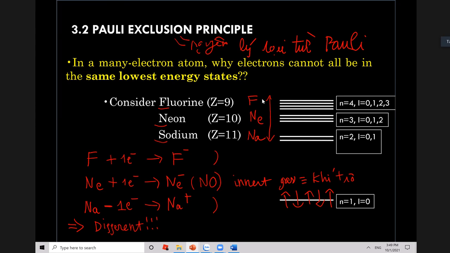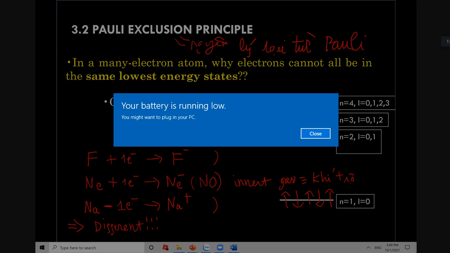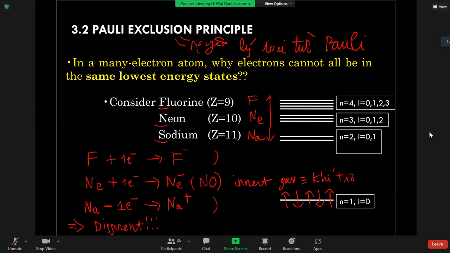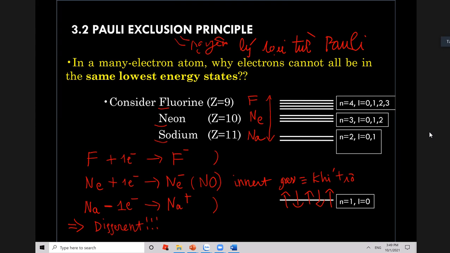So that is the answer for the question. In many-electron atoms, all electrons cannot be in the same lowest energy state. For example, consider some adjacent elements in the periodic table. You can see that their chemical properties are very, very different from each other. So the electrons in the outermost shell, or in the energy level, are very different from each other. So yes, that is the answer for this.